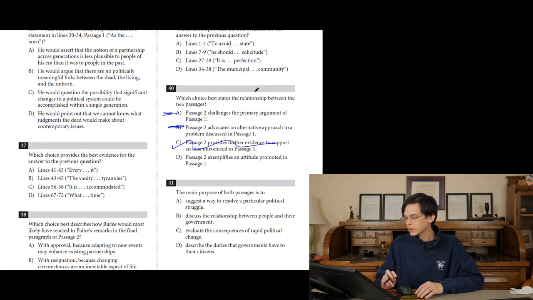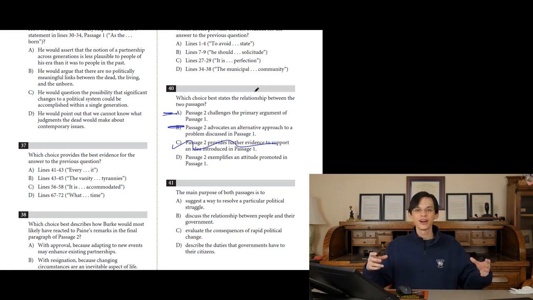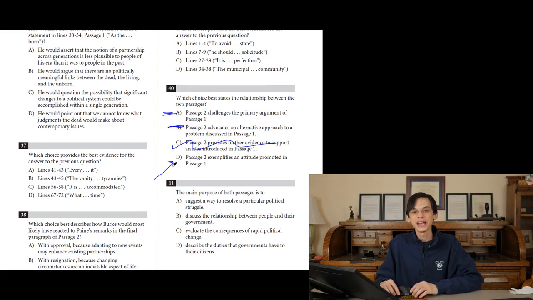I was going to say it doesn't, and now I'm thinking. Let's think. Does passage 2 exemplify an attitude promoted, and the attitude in passage 1 is destroy the government, tear asunder the government? That is a good, bad answer. You might be tempted to pick that because you're saying, yeah, passage 2 does exemplify an attitude that passage 1 is talking about. Passage 1 is all about these people who want to destroy government by fixing it, and that they don't realize that it's a serious contract between the dead, the living, and the unborn.